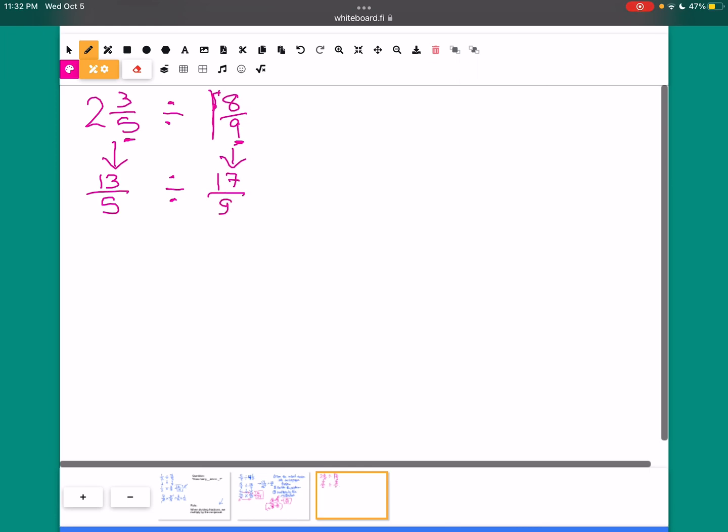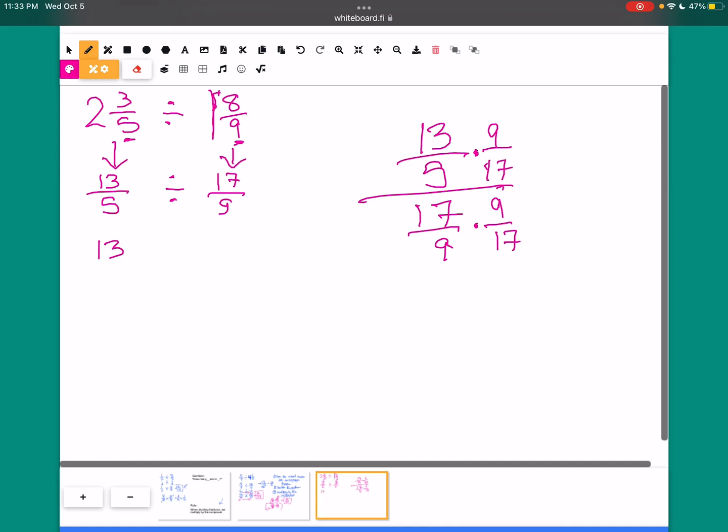All right. And remember that when we're dividing, it makes it so much easier. Instead of having our problem be 13 fifths divided by 17 ninths, it's so much easier to get rid of this denominator by multiplying by the reciprocal. And when we turn this into 1 in the bottom, we need to do the same thing in the top to keep the value. So multiplying by that reciprocal. So 13 fifths is going to be multiplied by 9/17.